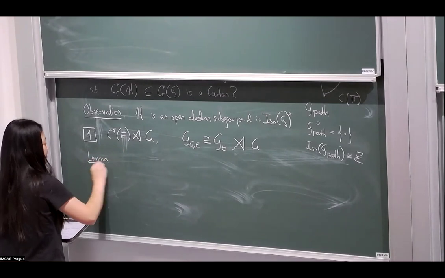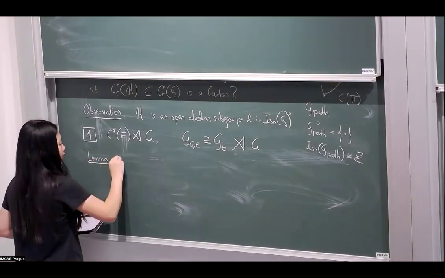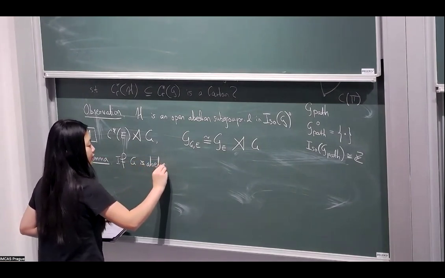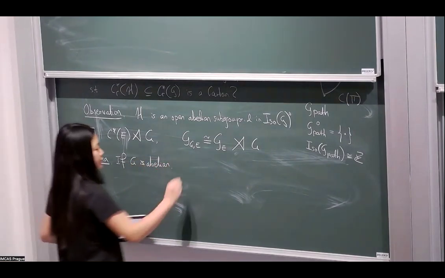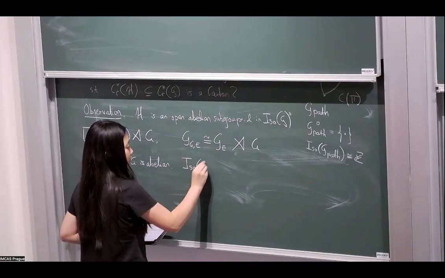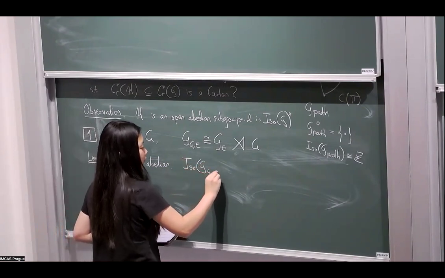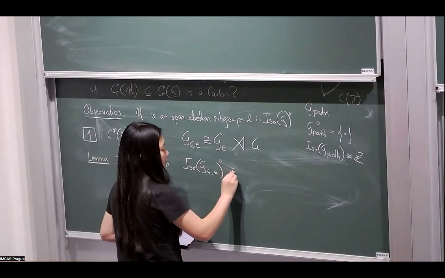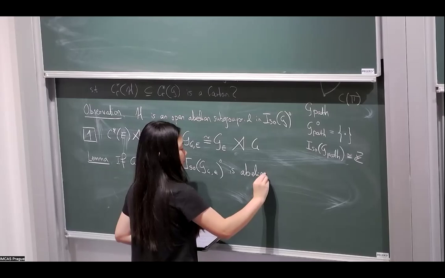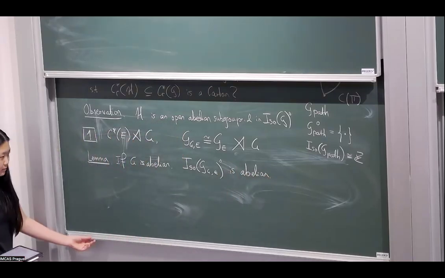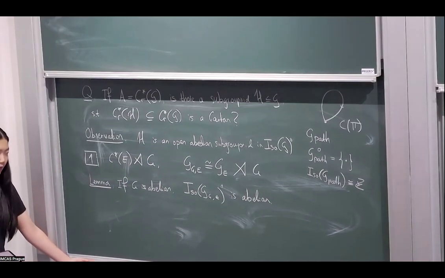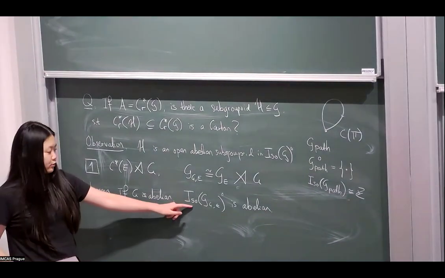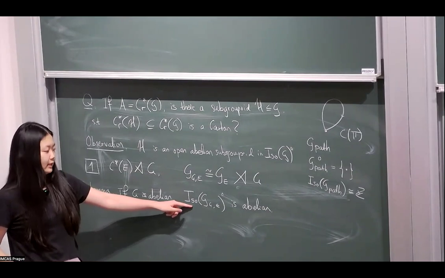So first of all, the lemma. If G is abelian, then it turns out that the interior of the isotropy of the groupoid is abelian. So if I ever wanted to find a Cartan coming from these subgroupoids, then the interior of the isotropy itself is the only option here.